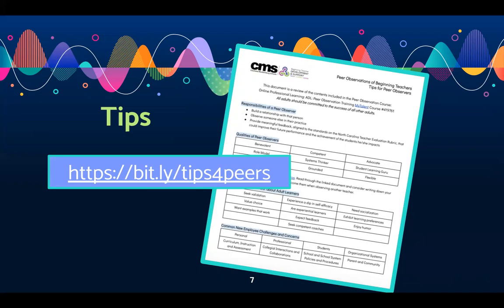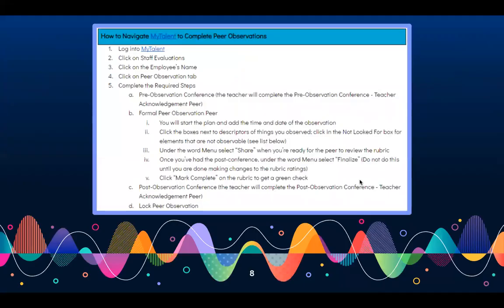We will zoom in on one part together now, which is instructions for entering the observation into My Talent. One of the things we want to highlight from the tips sheet are the My Talent directions for completing the peer observation. Once you have observed the peer, follow these instructions on the last page of the Tips for Peers document to put your observation ratings into My Talent.